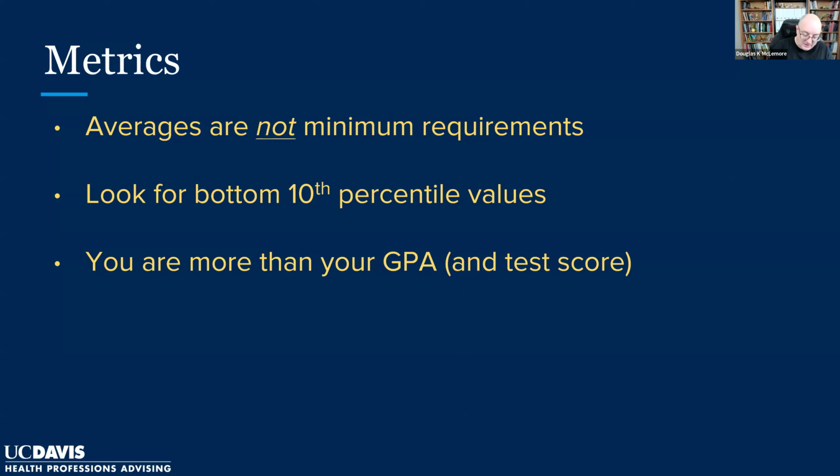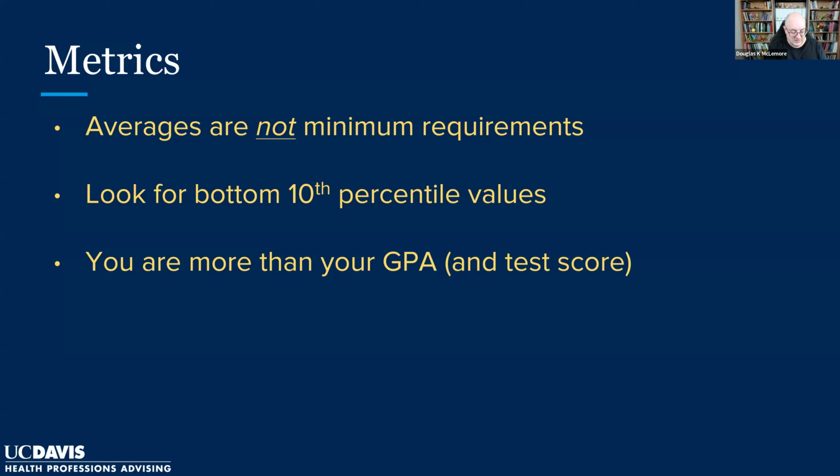It's one of the things that a lot of people get hyper focused on. First off, averages are not minimums. So let's say I look at Davis Medical School in MSAR, and I see that their average MCAT score is 512. Does that mean if I have a 508, I can't get into Davis Medical School? 100% no. I can still get into Davis Medical School without a 512. It's an average. They're going to have some scores that are higher than that. They're going to have some scores that are lower than that.